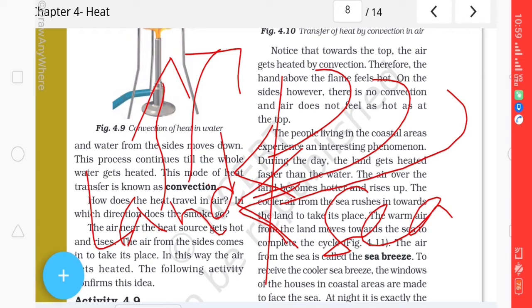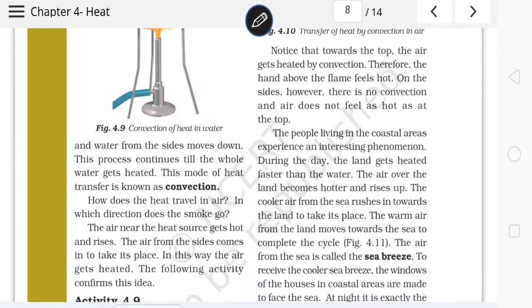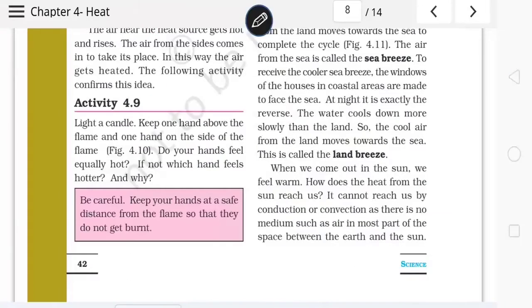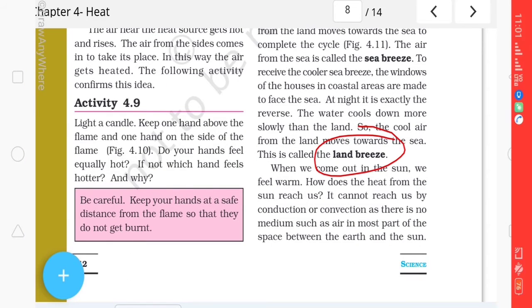So that is why, when the cold air is coming from the sea, it is called sea breeze. And this sea breeze we will get during the daytime. Now let's see what is land breeze.